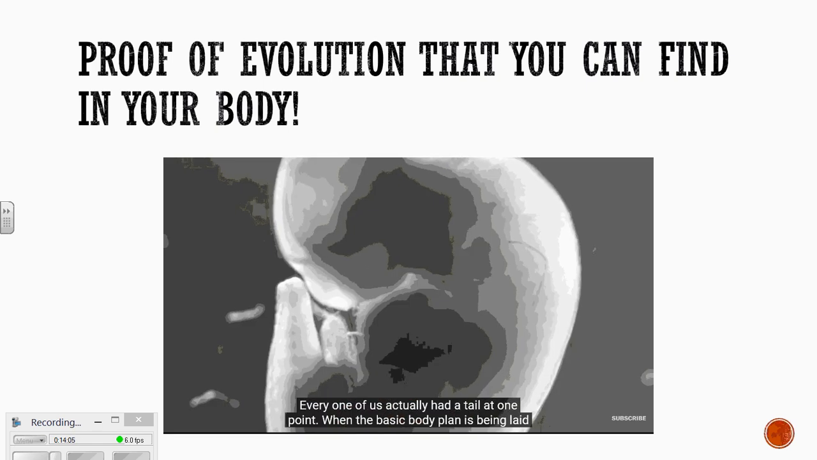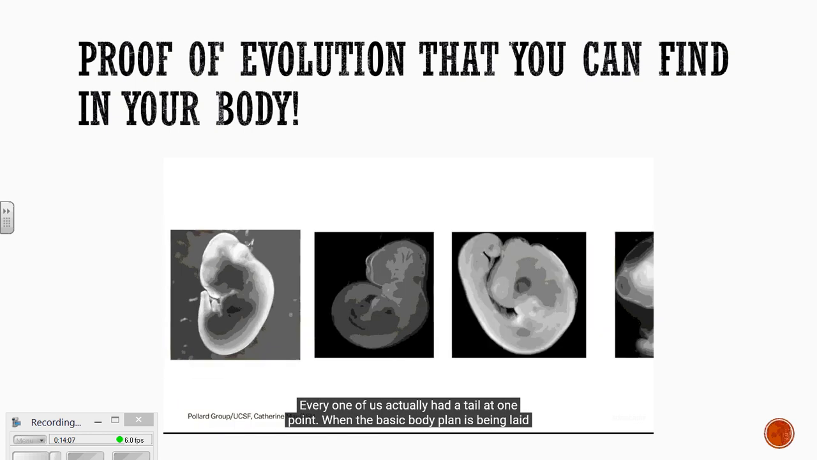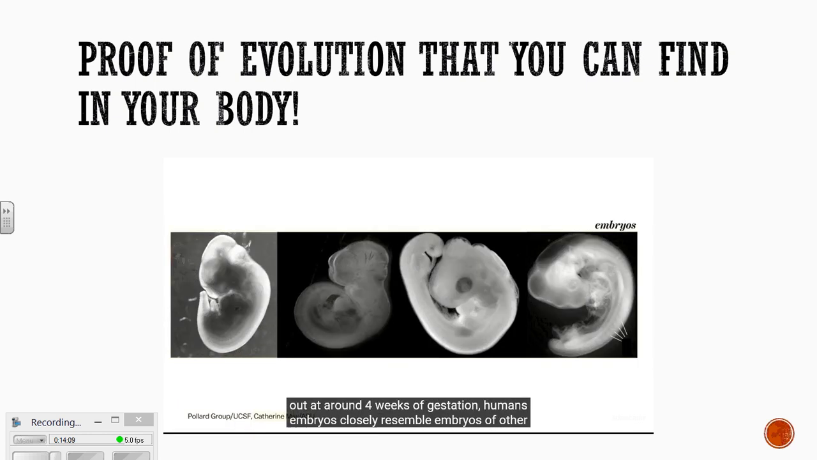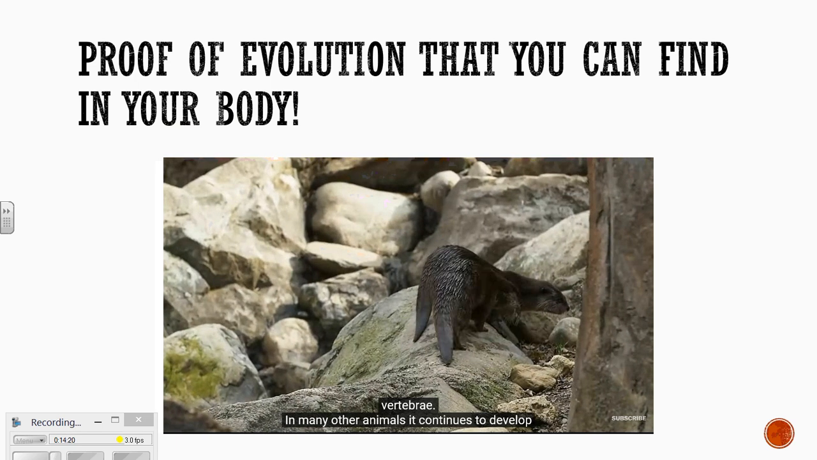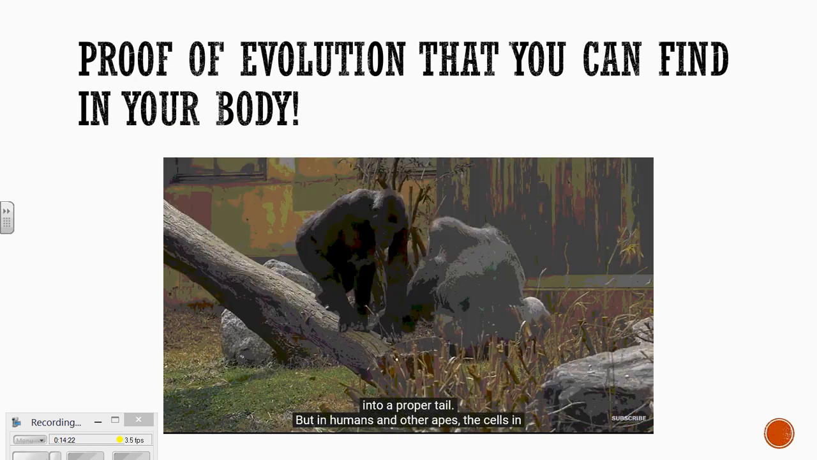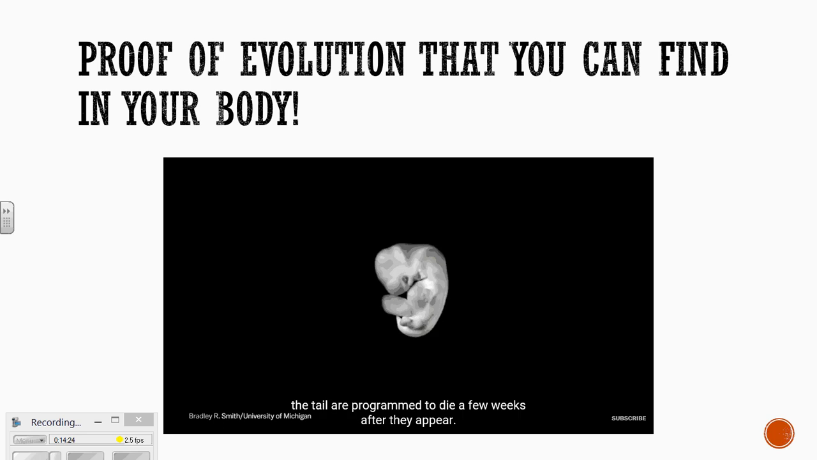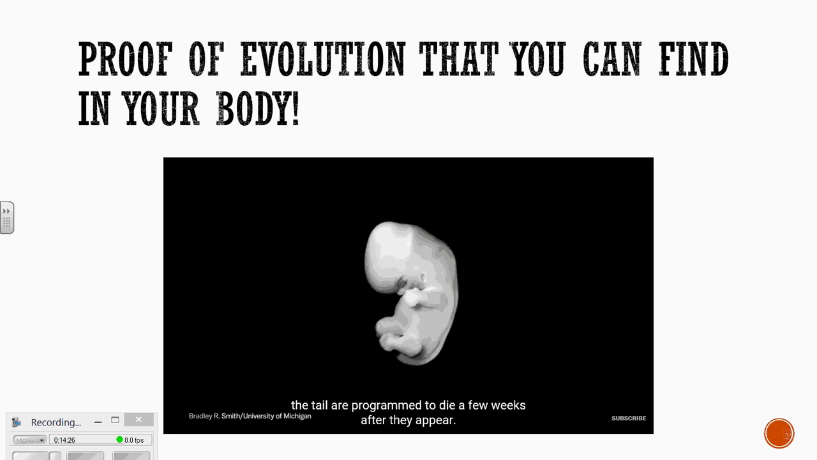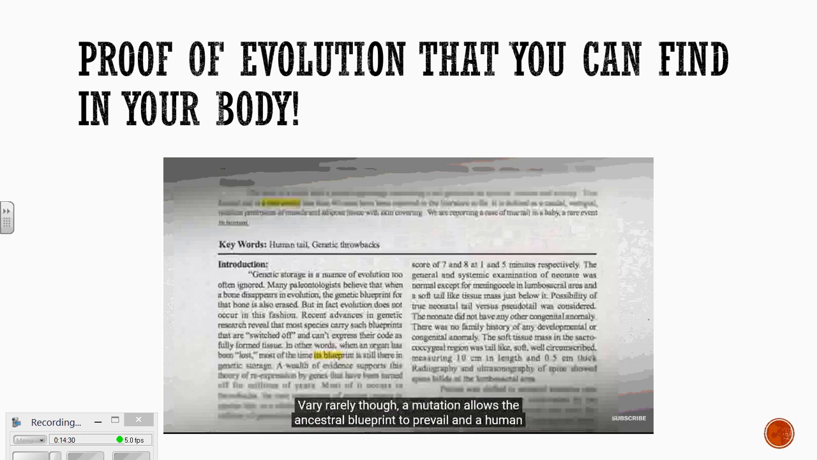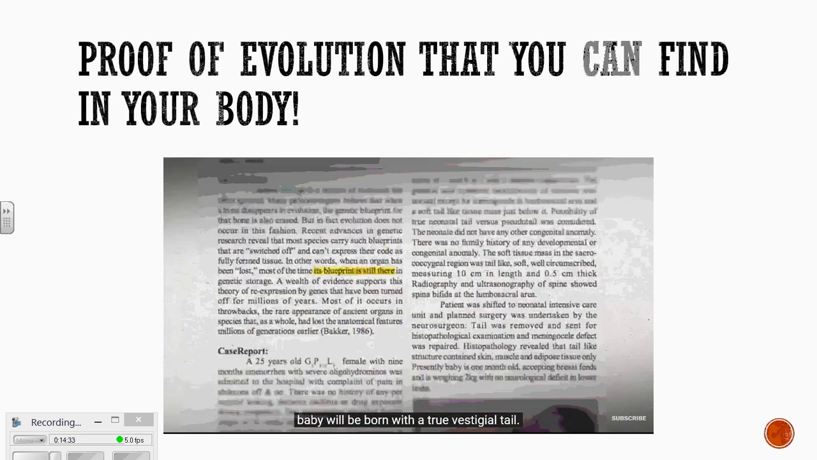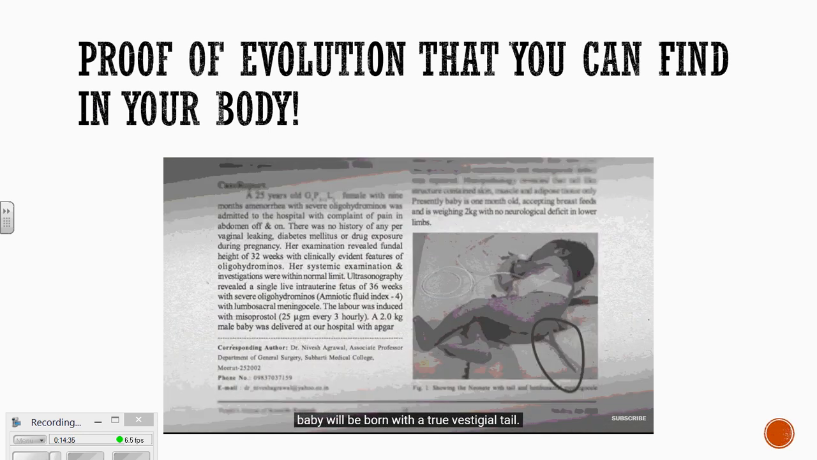Every one of us actually had a tail at one point when the basic body plan is being laid out at around 4 weeks of gestation. Human embryos closely resemble embryos of other vertebrates, and that includes a tail with 10 to 12 developing vertebrae. In many other animals, it continues to develop into a proper tail. But in humans and other apes, the cells in the tail are programmed to die a few weeks after they appear. Very rarely, though, a mutation allows the ancestral blueprint to prevail, and a human baby will be born with a true vestigial tail.